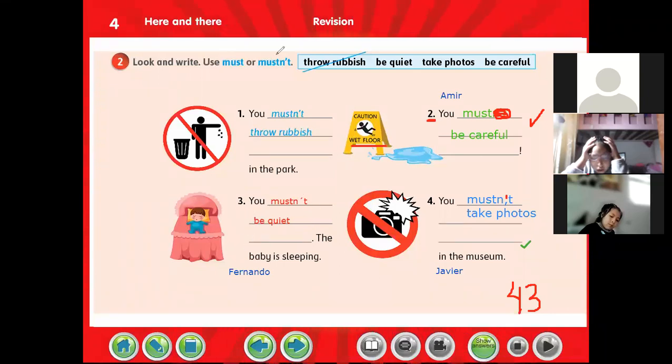Okay, Fernando, please, read the number three. Fernando, read, please. Must be careful. Continue. The baby is sleeping. Yeah. Fernando, you mustn't be quiet, or you must be quiet? Affirmative. It's a prohibition. Look. It's a prohibition. It's like this. You must, okay? It's affirmative. Yeah, now it's okay.